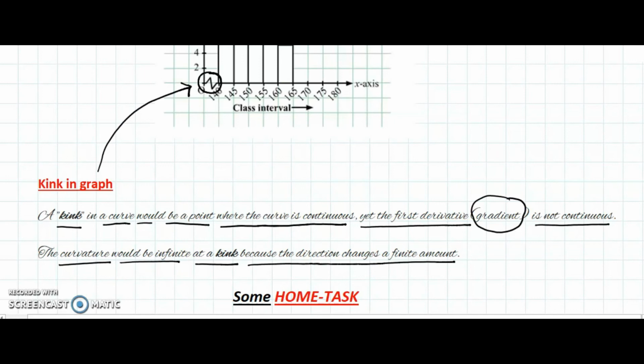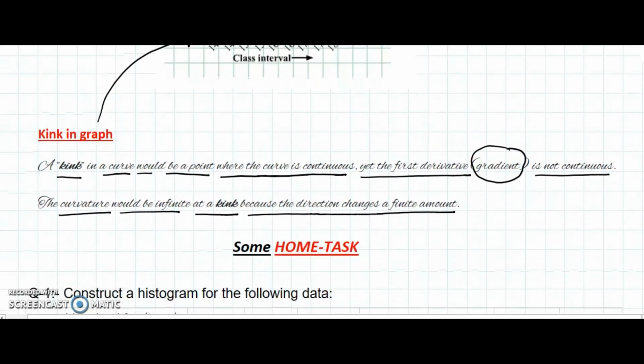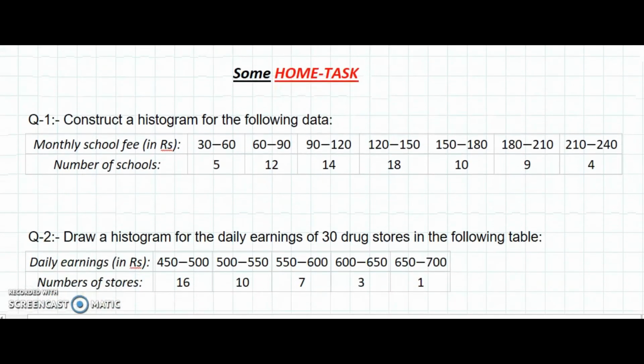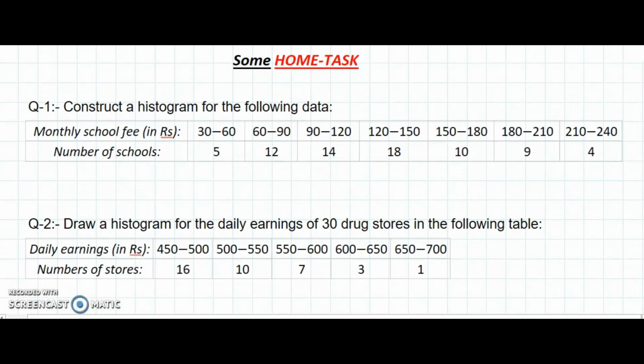But just solving the two questions will not be enough for you. So here I have given you a home task. I have placed two questions for you. At least solve these questions and represent them on graph paper with the help of the histogram concept. In one question, we have to construct a histogram using the above data, in which the monthly school fees in rupees and the number of schools are given.